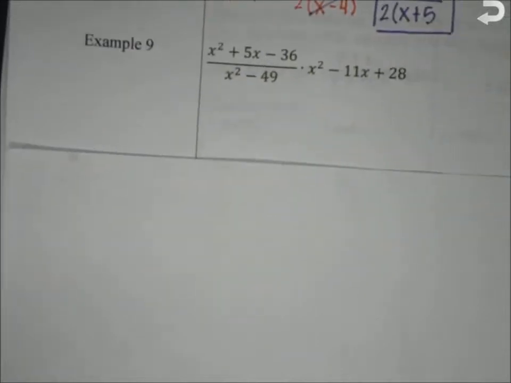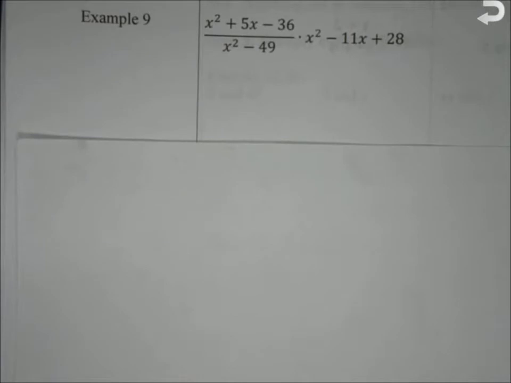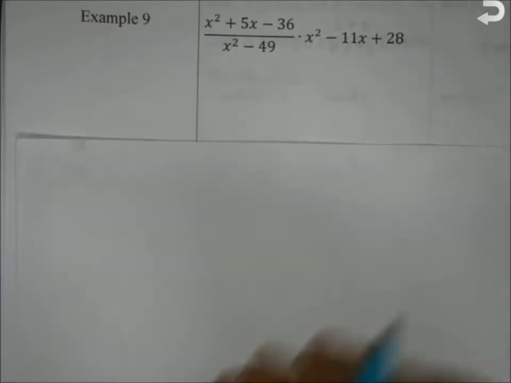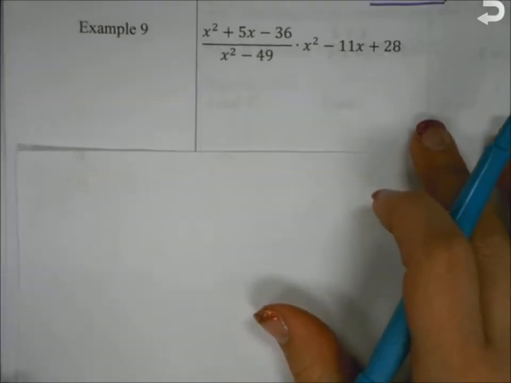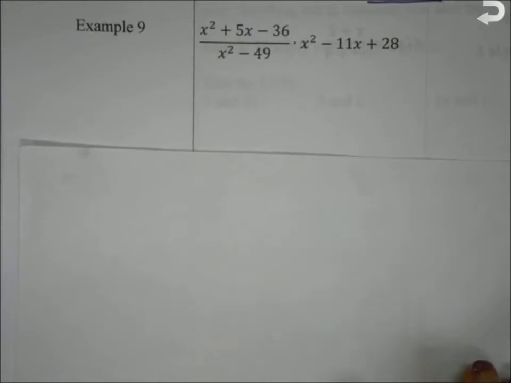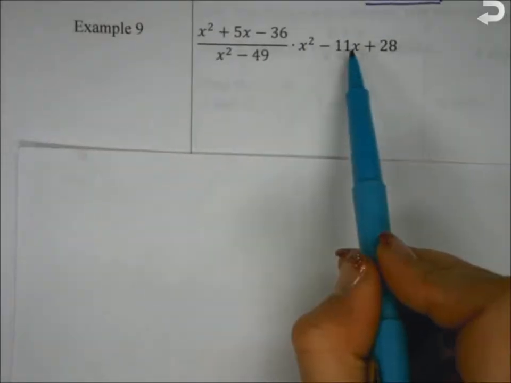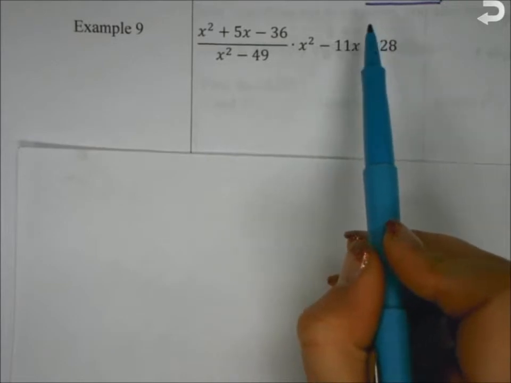Over x squared minus 49 times x squared minus 11x plus 28. Question. Is this thing a fraction? No, but we can make it one. We can put the whole thing over 1. So that's always what I do first, is I put the whole thing over 1, and then rewrite it as a fraction. Okay? So let's start factoring things.